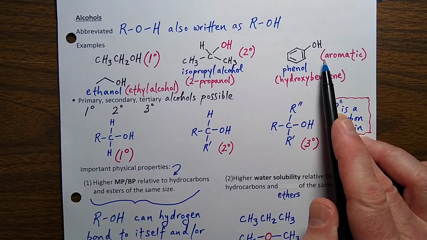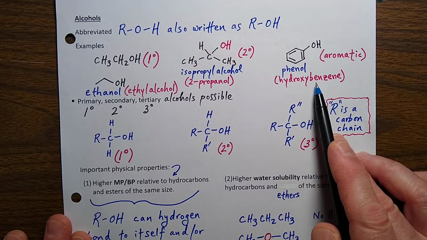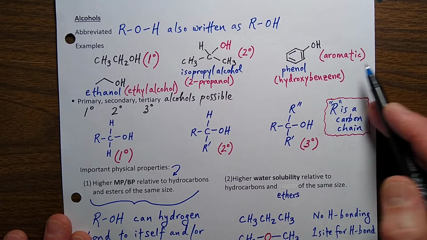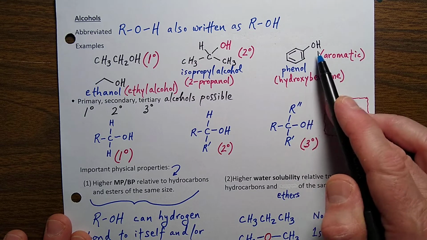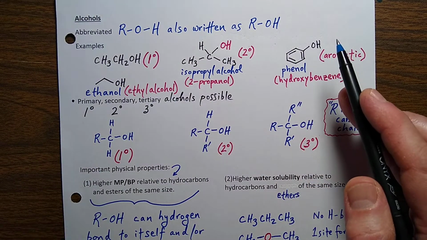There's also aromatic alcohols. This is phenol. This is also known as hydroxybenzene. Again, don't worry about learning the names right now. We'll get to that in time. This is an aromatic alcohol, obviously, because it has the benzene. This has a very different chemistry than these because of the presence of the benzene ring.